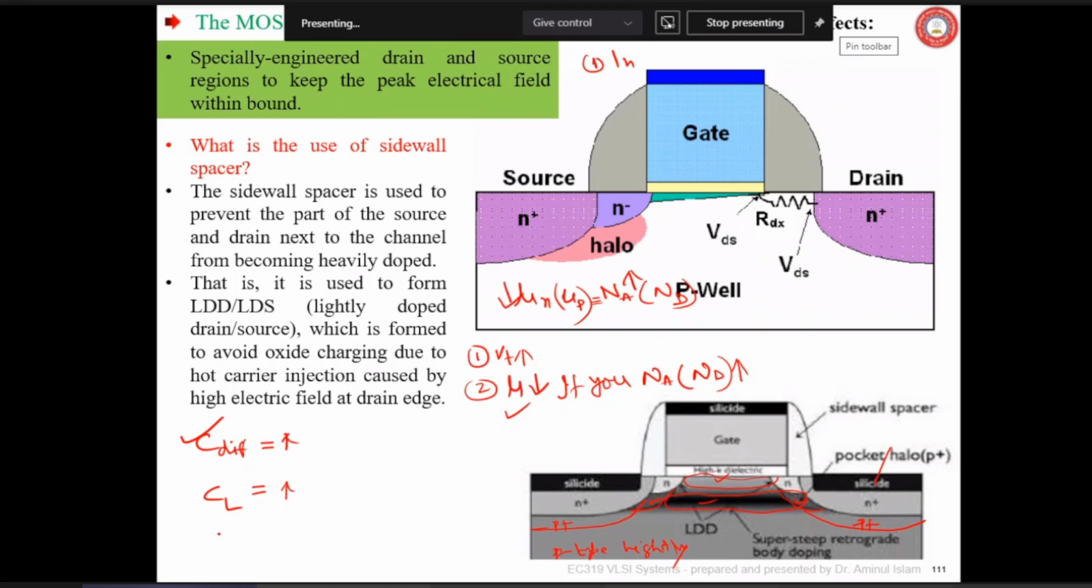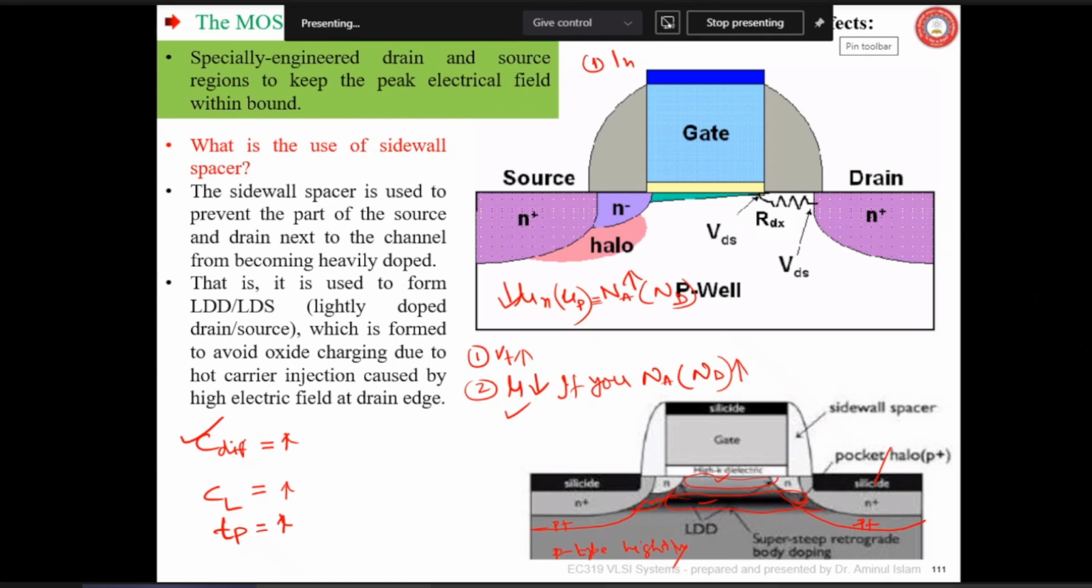Then what will happen to circuit speed? Delay will increase. If delay increases, circuit speed will be slow. So that is the reason the underneath the source and drain diffusion regions, it is not heavily doped. Only this portion is done. Understood? So you must not forget these things.